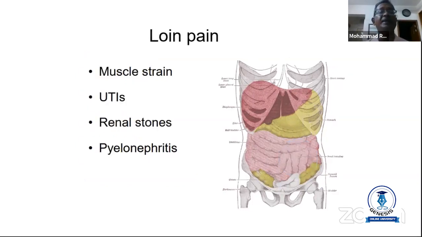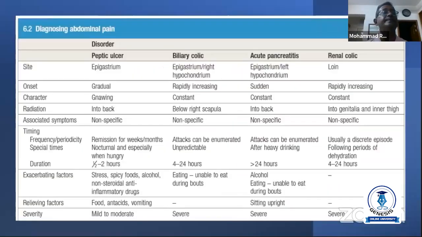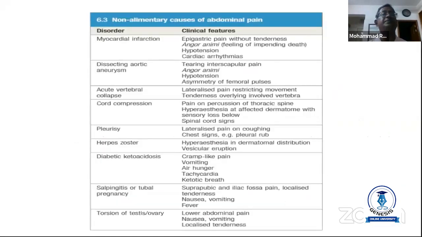And what about loin pain? Sometimes the patient's pain comes with loin pain. The premier cause is muscle strain. Then urinary tract infection, renal stone, and of course pyelonephritis. In case of pyelonephritis, you can push on the renal side and you will find renal angle tenderness. So this is as a whole what I have told you just before.